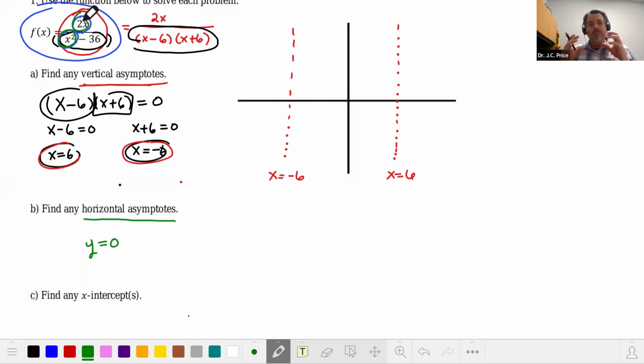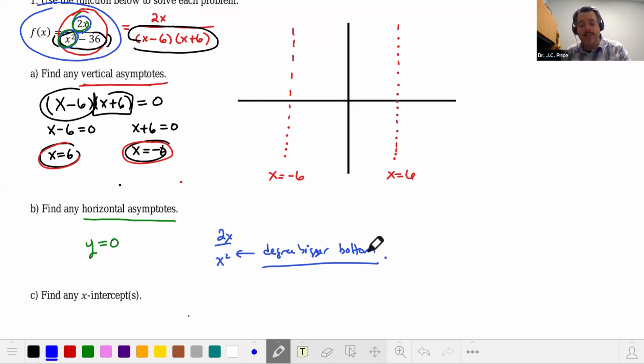So y equals 0. The reason for that is because the bottom is growing much faster than the top. When you plug in a big number, like say you plug in 1,000, on top you have 2,000, but on the bottom you have 1,000 squared. And even that minus 36 doesn't change the fact that it's 1,000 squared. So the bottom is going to be a huge number, and on top, it's just going to be kind of big, but not huge. It's like you have 100 pennies on top, but you have $1 billion on the bottom. It just dominates and heads towards 0. So this horizontal asymptote is y equals 0, because you have this 2x over x squared, and the degree is bigger on the bottom.